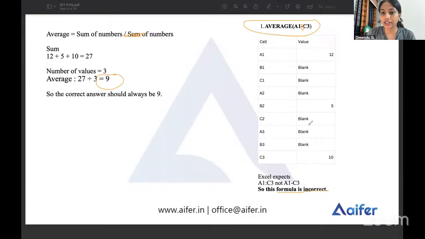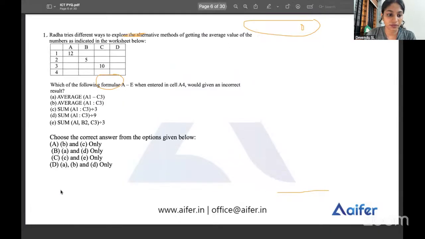So the option A, we can say that this formula cannot be taken because here it is.